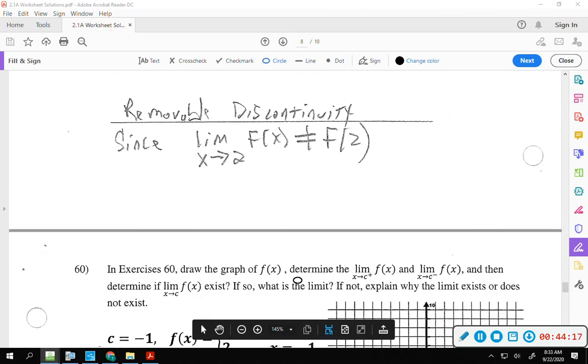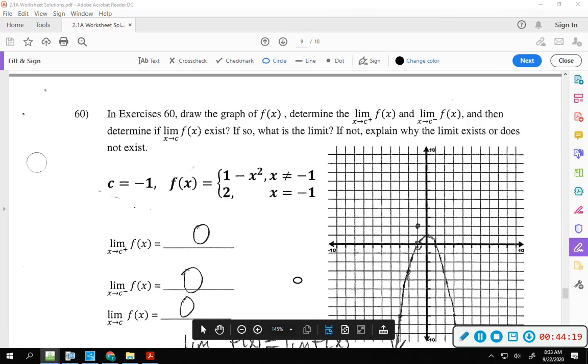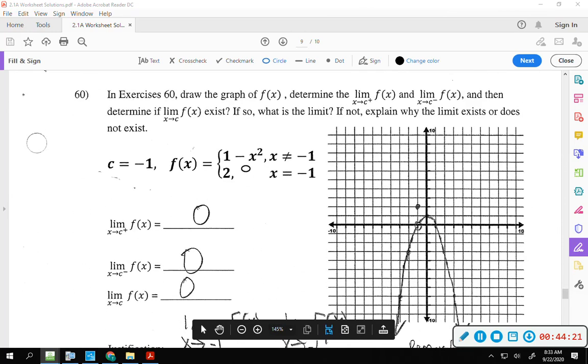Let's graph this one. This is a lot easier if you recognize that this is an upside down parabola. I have to plug negative 1 in to see where my hole is. I get a hole at 0. I can plug 0 in, get 1 out. I can plug positive 1 in, get 0 out. You can plug in some other numbers and see this parabola that opens downward. Yet, when x equals -1, that point has been removed and placed up here.